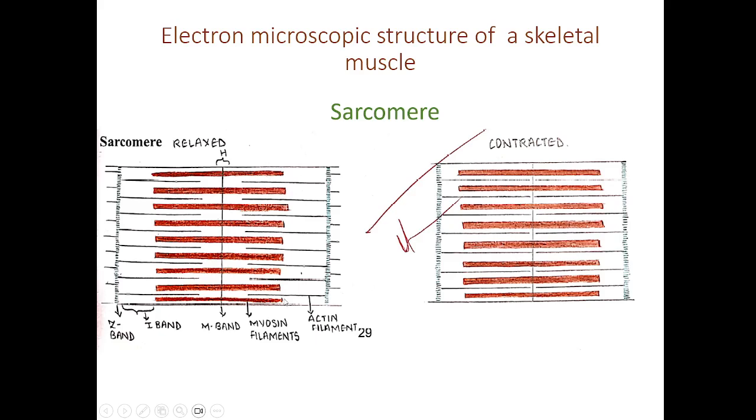After that, you can see at the periphery only actin filaments are present nearer to the Z line. That gives a faint appearance in H&E stain. We call it the I band. So this will be the I band. And at the periphery there is a Z line. So in the center there is an M band, then comes the A band, and then comes the I band. And after that you can see there are Z lines. So this is a relaxed sarcomere.